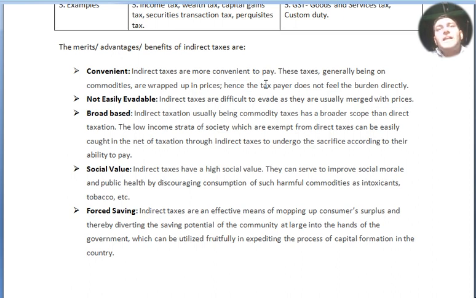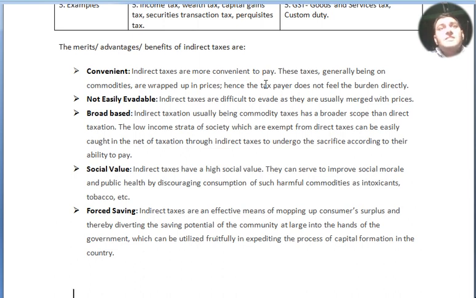Social value. Indirect taxes have a high social value. They can serve to improve social morale and public health by discouraging consumption of such harmful commodities as intoxicants, tobacco, etc.